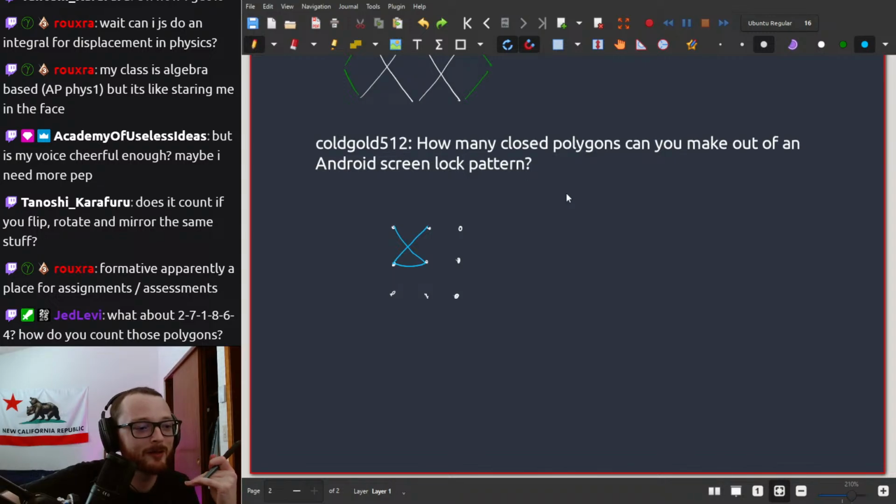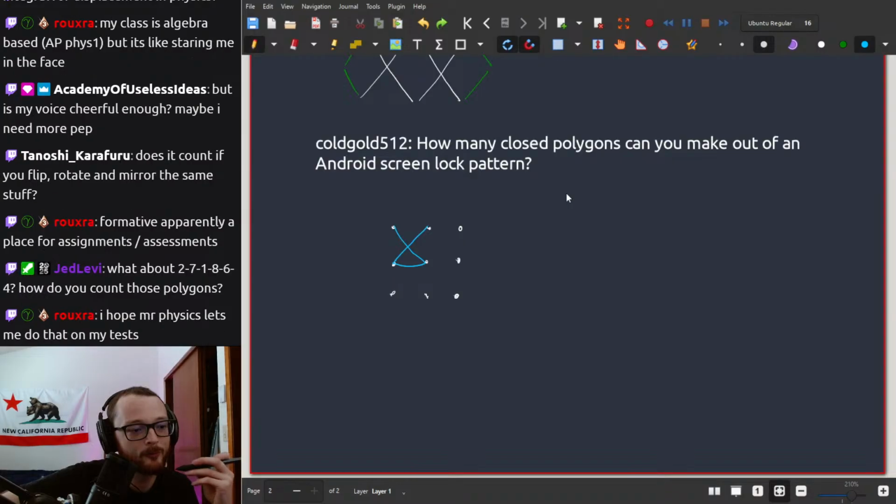To count if you flip, rotate. I think we should count rotations and mirrors. Rotations and reflections, I guess.